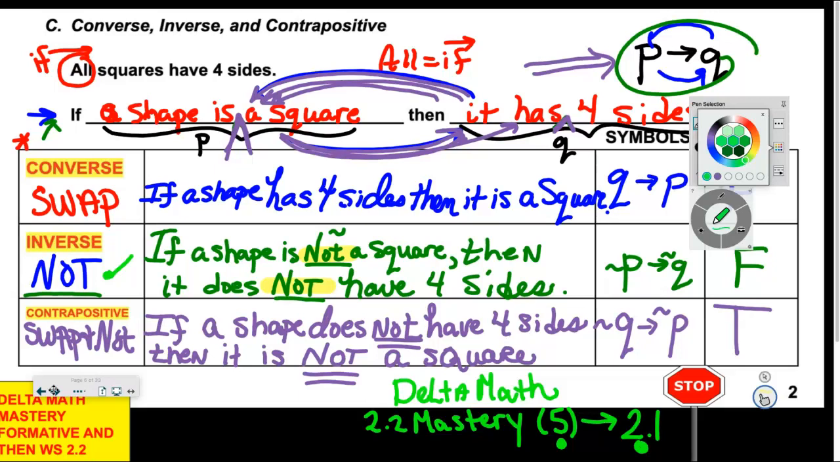All right, that's it for section 2.2. Sorry, why did I put 2.1? 2.2 is what we're on.